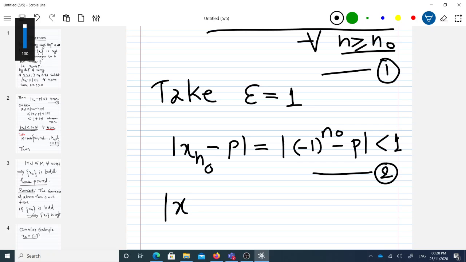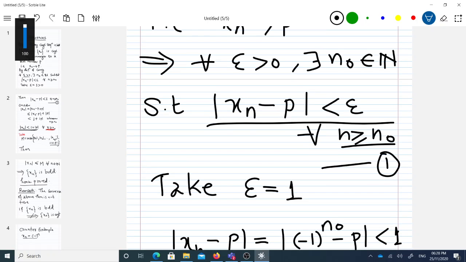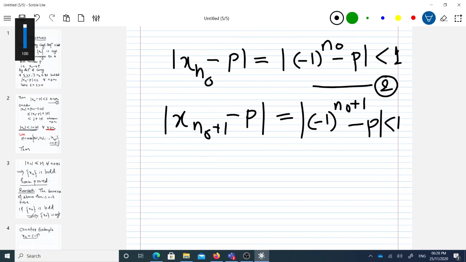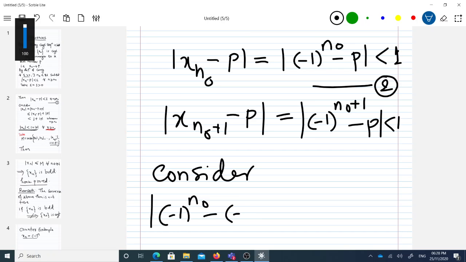Similarly this will also be useful for n naught plus 1, because for any n above n naught this inequality will hold. So modulus of x at n naught plus 1 minus p, which is modulus of (-1) to the power n naught plus 1 minus p, is also less than 1. Now I'll consider modulus of (-1) to the power n naught minus (-1) to the power n naught plus 1.